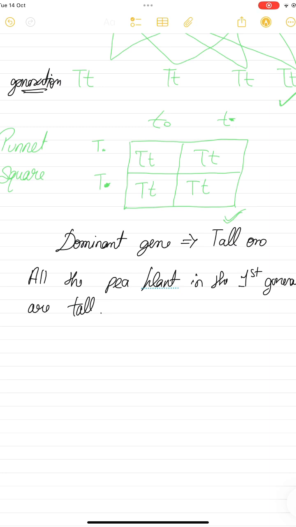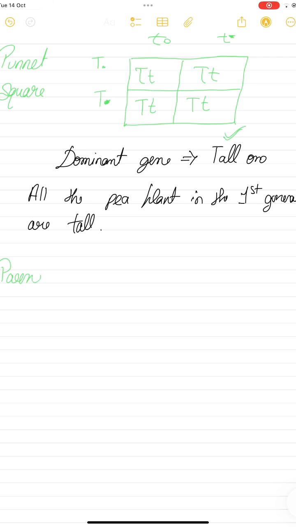Now we are going to make the second generation. For the second generation, Mendel took the first generation plants as the parents. He took the F1 generation as the parents to get the F2 generation. You can see where I have taken big T small t and big T small t, in the Punnett square above.